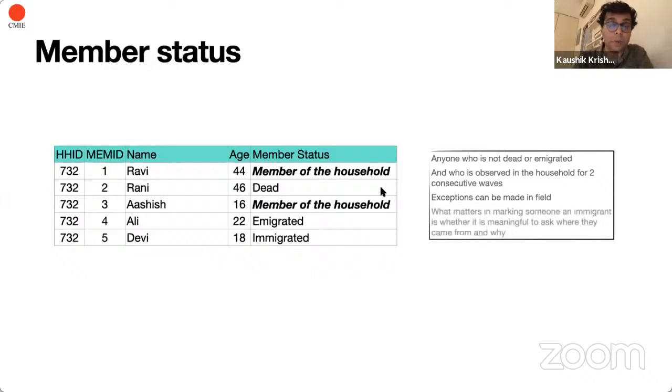What matters when we mark somebody as a member of the household, as opposed to marking them as an immigrant, is that in the case of an immigrant, it has to be meaningful to ask 2 follow-on questions, which is, where did you come from and why, right? And if those questions don't make sense, and they're living in the household and they have no intention of leaving the household, they're not a temporary resident, then those people are members of the household. Okay, and so I hope that these explanations of these various statuses are useful to all of you in thinking about what can and can't be done with CPHS.